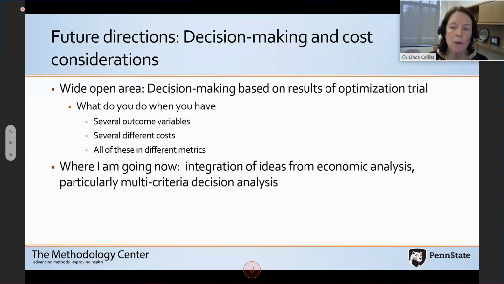So where I want to go is the integration of ideas from economic analysis, from cost-benefit, cost-effectiveness analysis, and also multi-criteria decision analysis, which is a way of integrating all the information when you have different streams, different costs coming in, different outcome variables in these very complex situations, and of course different decision makers, although it's a lot harder to know what to do about that. So that's an important area for me, and I'm happy to say that I've been collaborating with a really terrific health economist on some new work in this area.